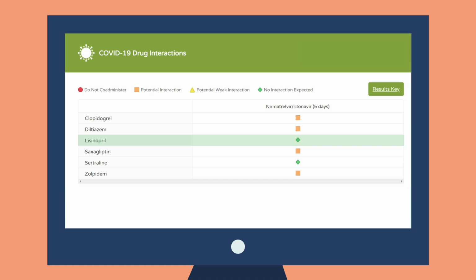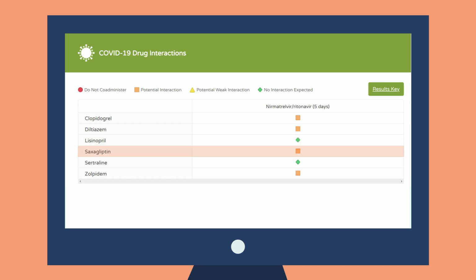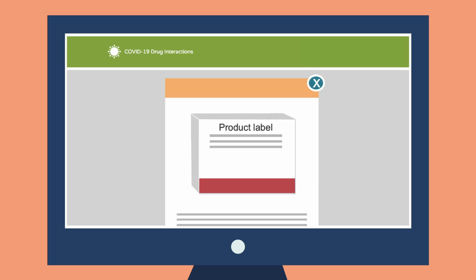Let's continue. We're not worried about lisinopril because there's no interaction expected. For saxagliptin, the concern is increased activity and the potential for hypoglycemia. The Liverpool DDI checker refers to the saxagliptin product label, stating that when it's given with a strong CYP3A4 inhibitor like ritonavir, the dose should be 2.5 milligrams.